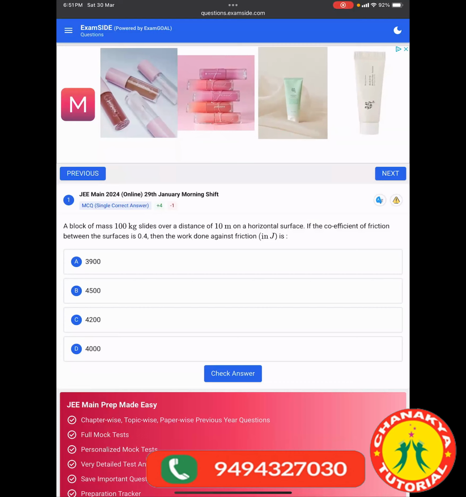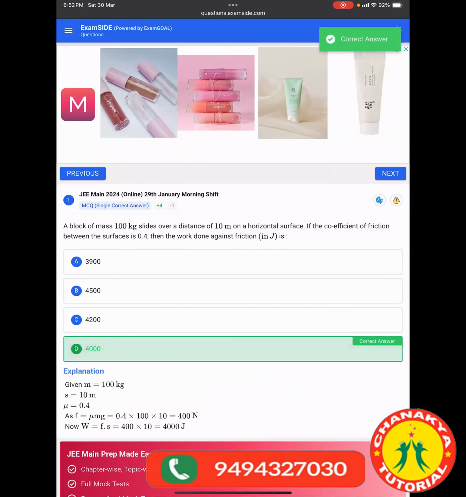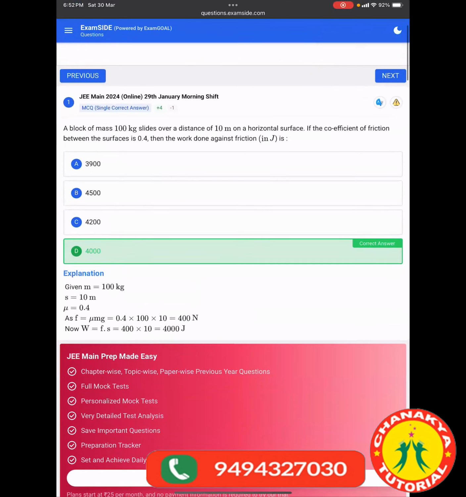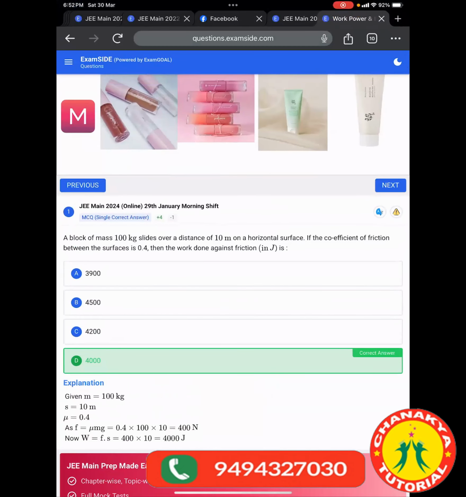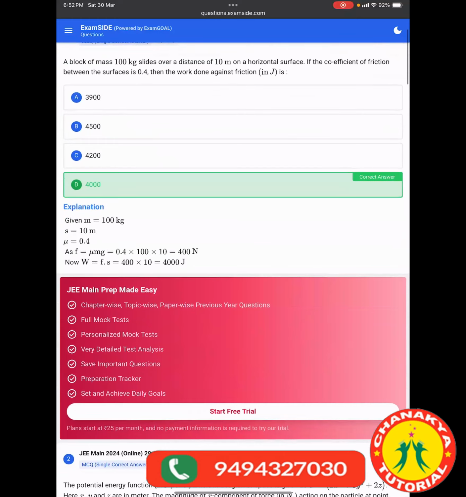I am telling you, definitely similar questions will come in the exam. You can tell me after your exam. 4,000. 4,000, let us check. Yeah, correct answer. So does anyone have a doubt? Shall I explain this or shall I go ahead? Okay, no doubt. It's simple.